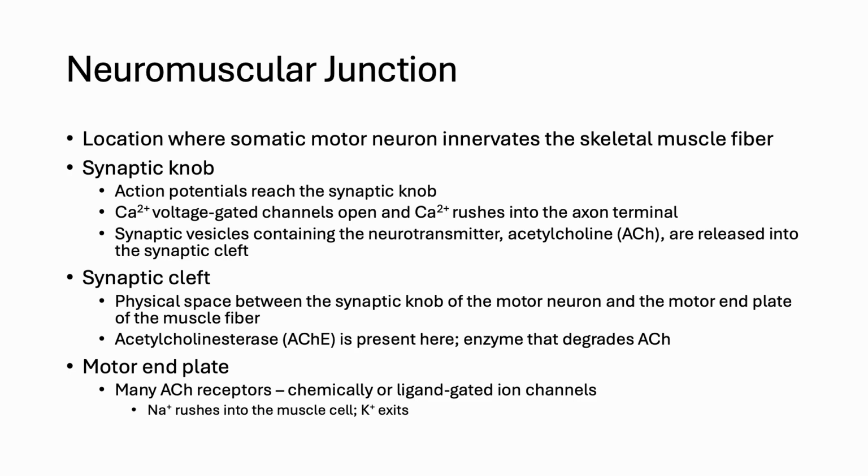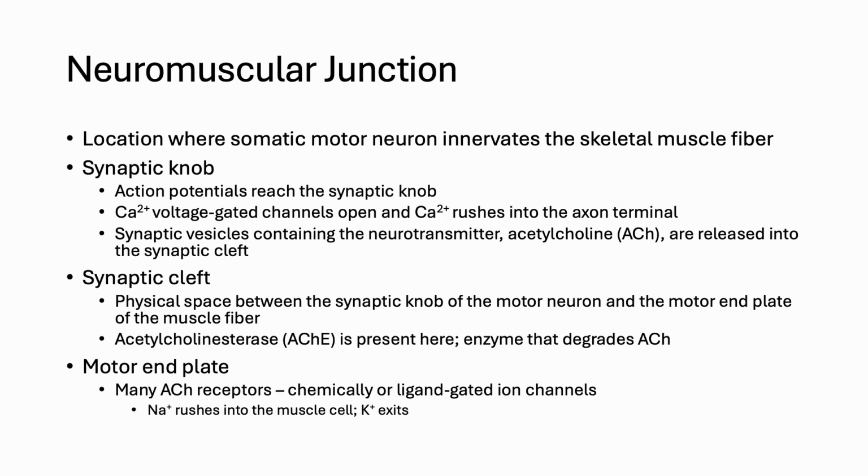What happens when the calcium comes into the synaptic knob is that it triggers these vesicles to fuse with the plasma membrane of the neuron, and basically exocytosis occurs. So it releases the acetylcholine neurotransmitter into this space, which is called the synaptic cleft. The space between the neuron and the muscle fiber is the synaptic cleft. It's an actual physical space, okay?